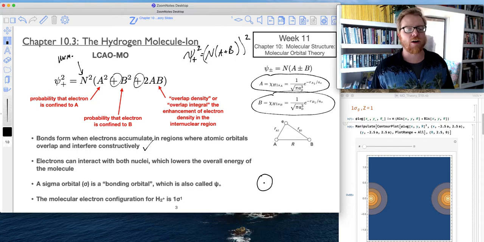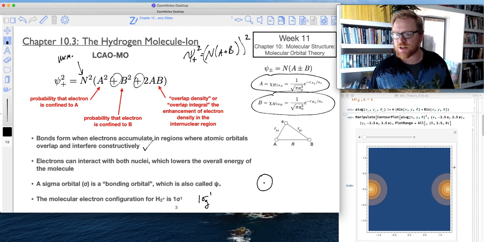And the molecular electron configuration for H2 plus is given as 1 sigma g 1. Technically, it's 1 sigma g 1, and we're going to talk about what that extra g means momentarily. All right, so this is a look at my simulation right here.